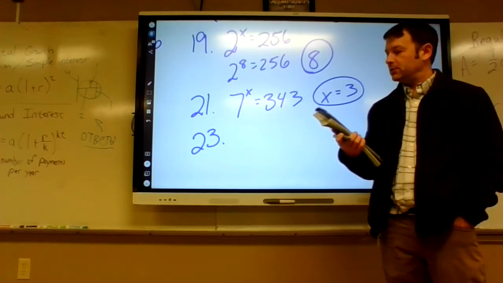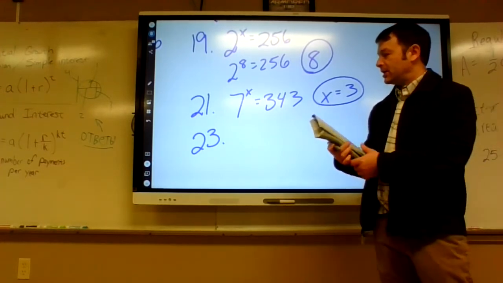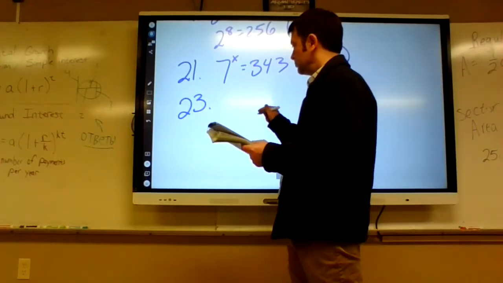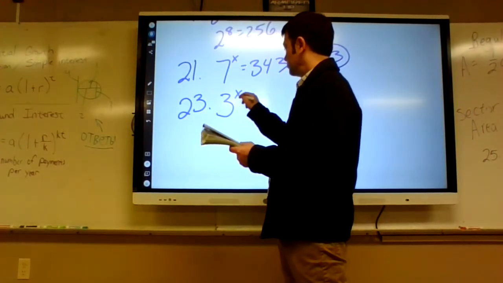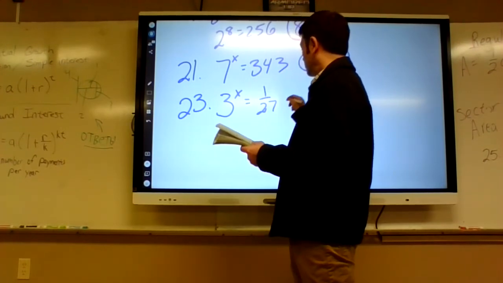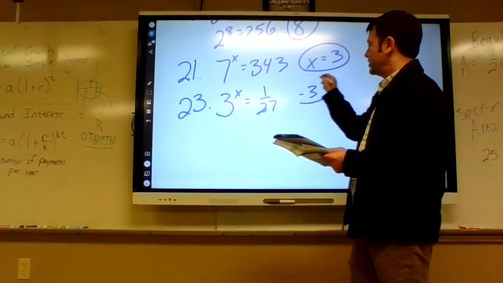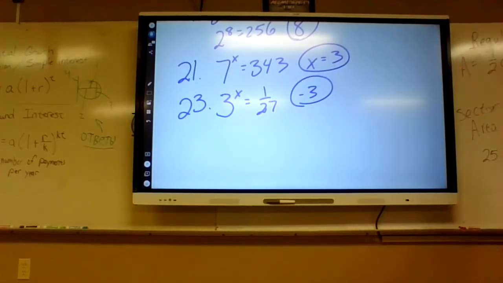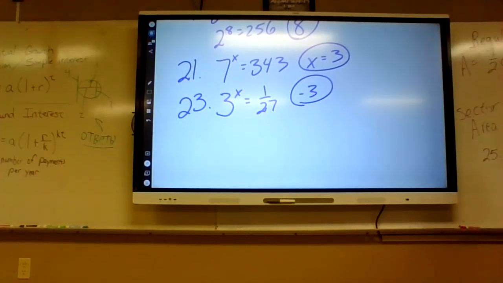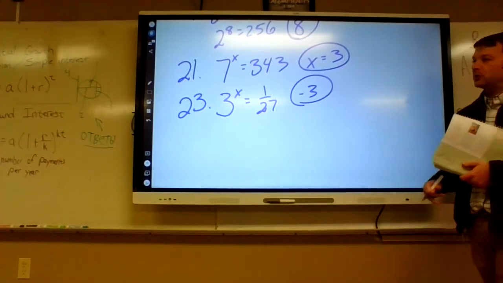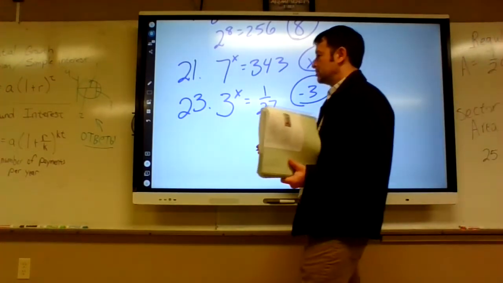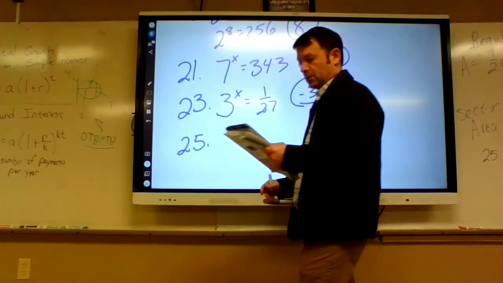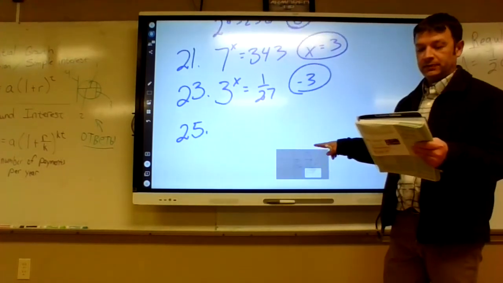23, Justice, what's 23 as an exponential function? 3 to the x equals 1/27, which is negative 3. Right. You guys remember that negative exponents flip. 3 to the 3rd is 27. 3 to the negative 3rd is 1 over 27. Okay, 25.